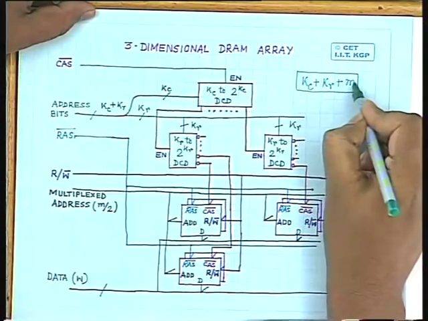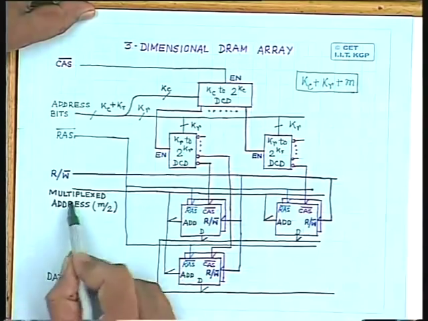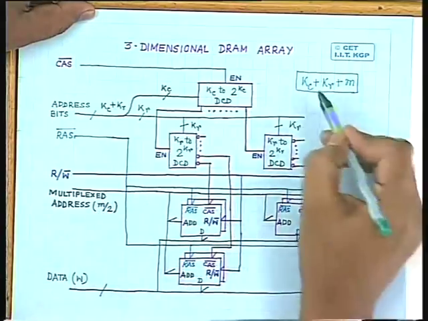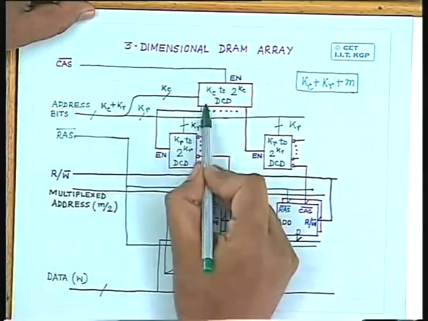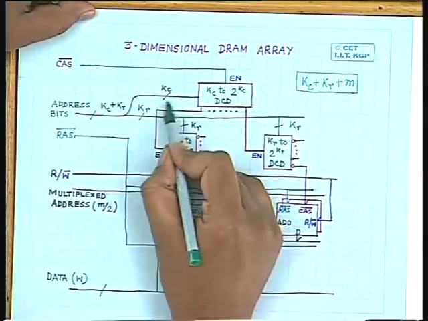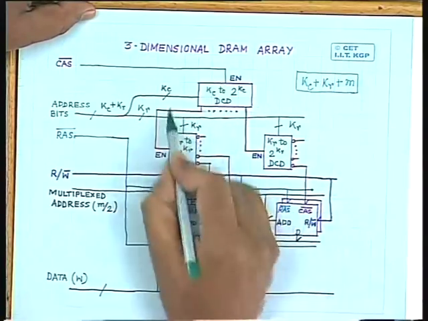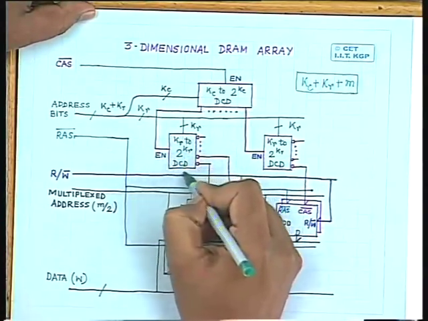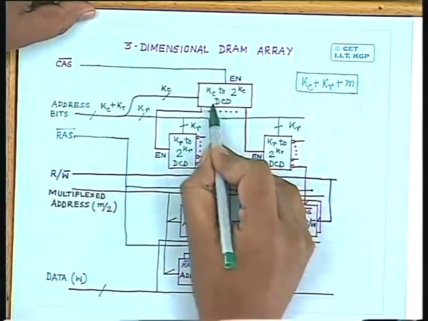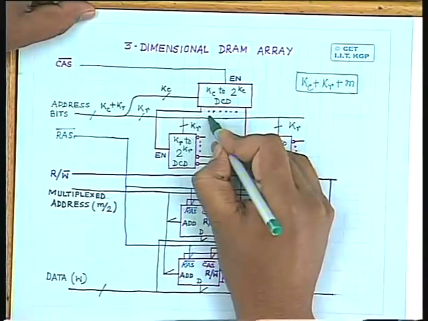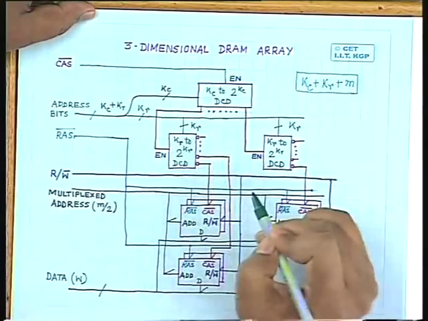So these M bits address different locations in the memory chip. This is divided into two halves, M by 2 and M by 2, which is represented here as multiplexed address, M by 2 number of bits. Out of KC and KR, the KC number of bits go to the column address decoder, and depending upon the bit combination of these KC bits, one of the columns will be active. So if all the bits are 0, then the 0th column is active, and that will activate this particular row decoder. Similarly, if KC contains 000001, then the first decoder output will be active, which will activate the next row address decoder.